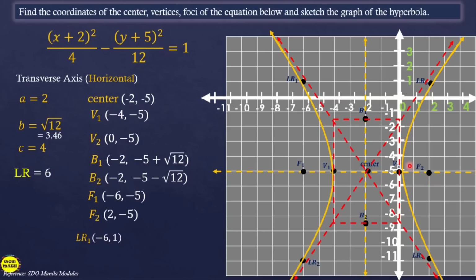Yung latus rectum natin na una, this is positive 6, 1. Yung pangalawa, this is negative 6 pala, no? Negative 6, 1. So negative 6, negative 11. Sa kabila, LR3, positive 2, 1. And then yung isa, positive 2, negative 11. I hope naintindihan ninyo kung paano kunin yung coordinates ng center, vertices at ng foci ng hyperbola at kung paano tayo mag-graph ng hyperbola.